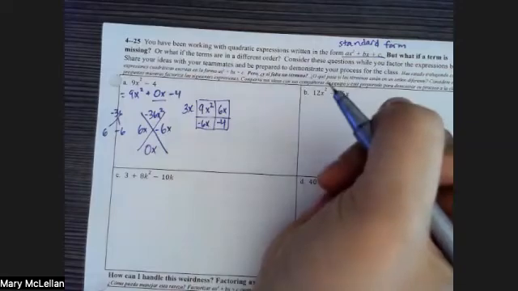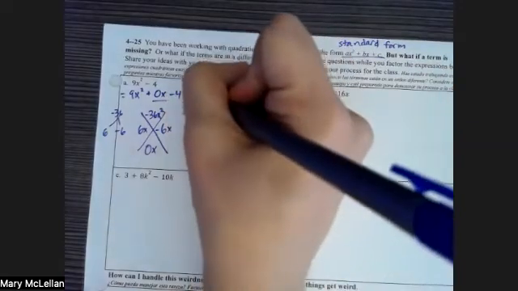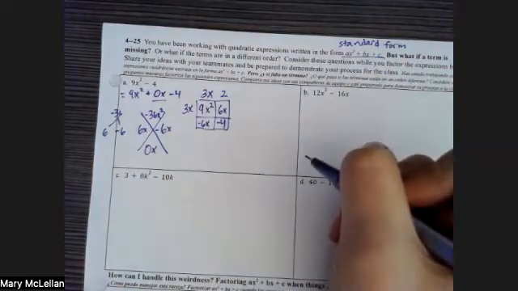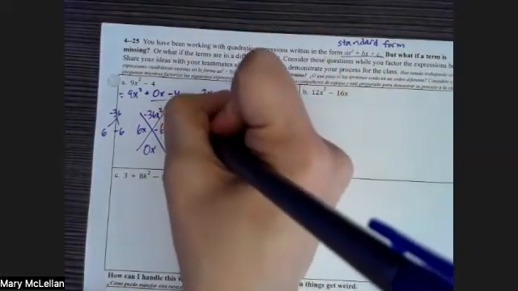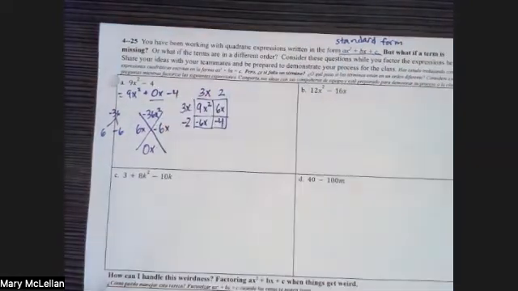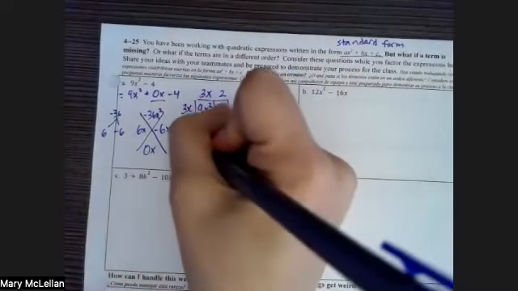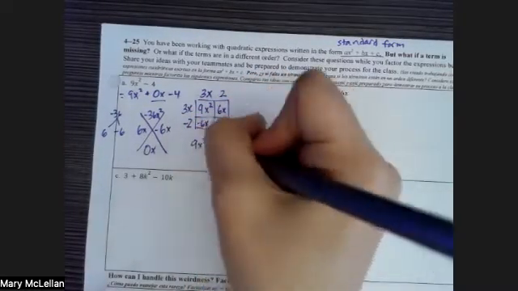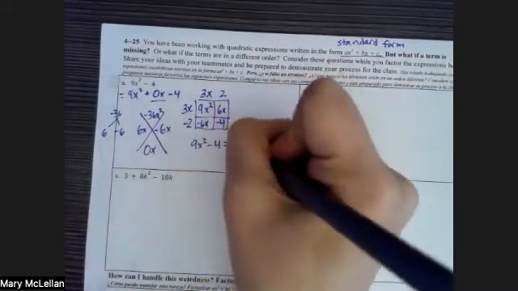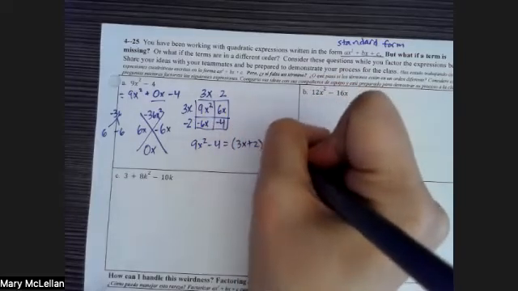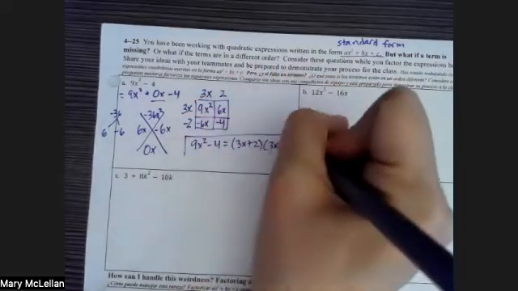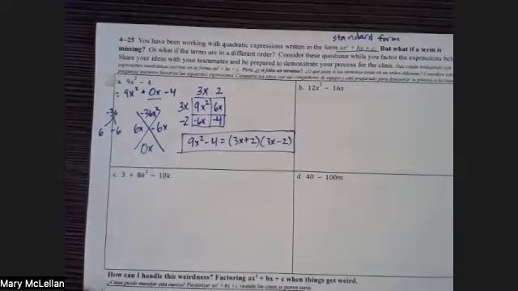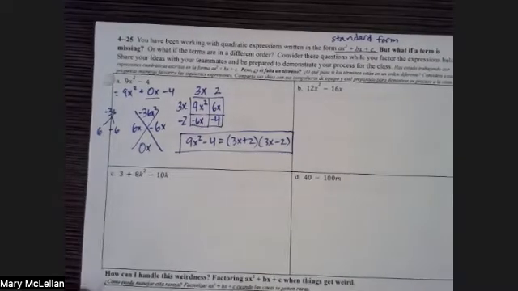Greatest common factor of 9 and 6 is 3. Greatest common factor of x squared and x is x. Now I can do the rest. This is gonna have to be 3x. 3x times 2 is 6x. This has to be negative 2. 3x times negative 2 is negative 6x. Final answer. 9x squared minus 4 equals 3x plus 2 times 3x minus 2. Box it. We're done. Huh, that wasn't so bad.